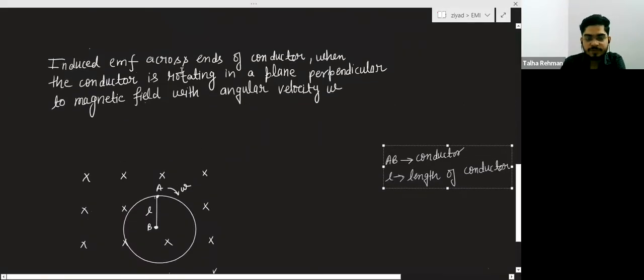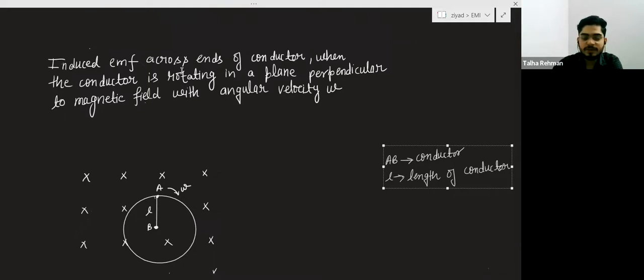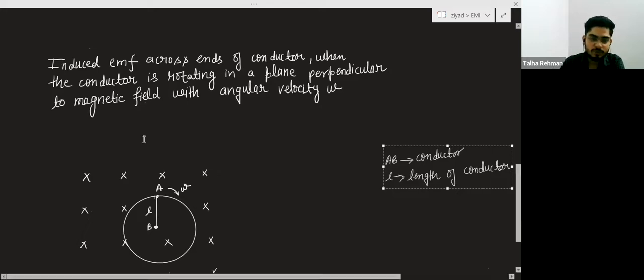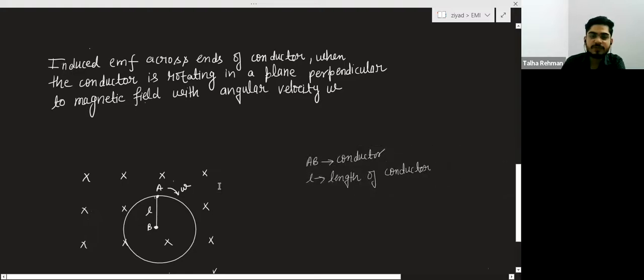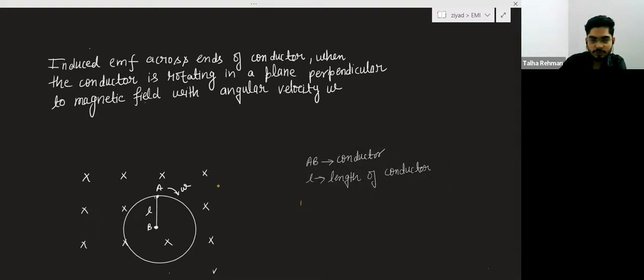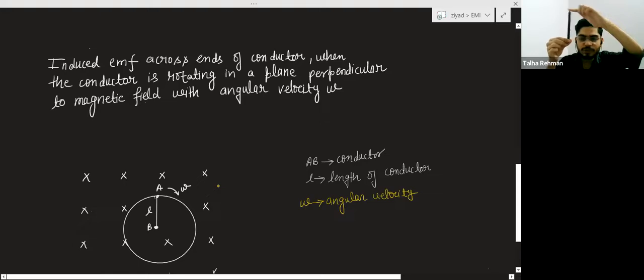So induced EMF across the ends of a conductor when the conductor is rotating in a plane perpendicular to the magnetic field with angular velocity omega. This is your conductor AB, and this conductor is rotating with angular velocity omega. So what is omega here? Omega is the angular velocity, and this conductor is rotating like this with angular velocity omega.